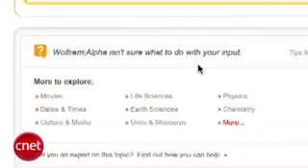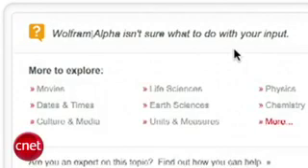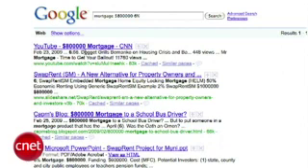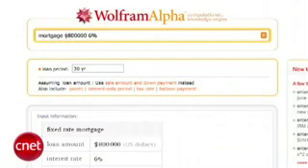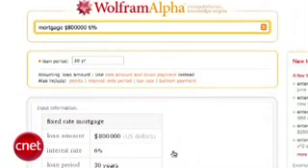This is an error message people are going to get used to. Wolfram isn't sure what to do with your input. If you put in mortgage, $800,000, 6%, you get a YouTube video about $800,000 mortgages from CNN. That's a video of somebody who had an $800,000 mortgage and how they're about to be foreclosed on. Yeah, not so relevant. Put it in Wolfram. You get the fixed rate. You get the payments.